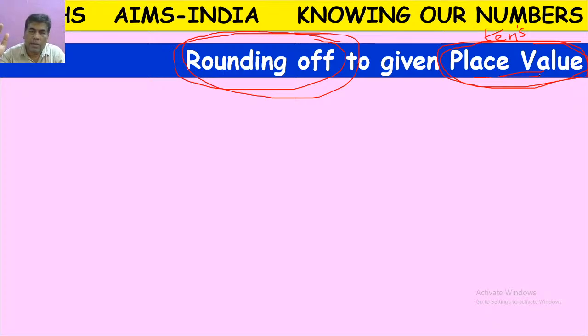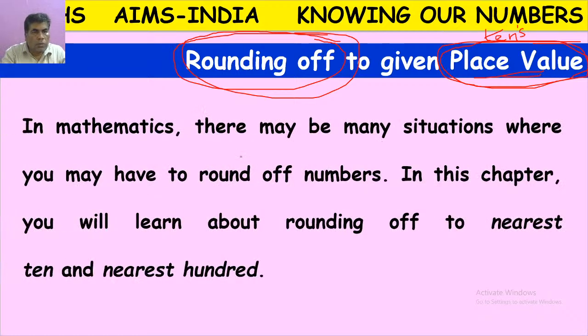According to the question, we have to give the answer, because this rounding off concept depends on the place value. If they ask tens place, then the answer will be different. If they ask hundreds place, then the answer will be different. So according to the question, we have to move forward. We will come across so many situations in our real life where we have to round off the numbers.